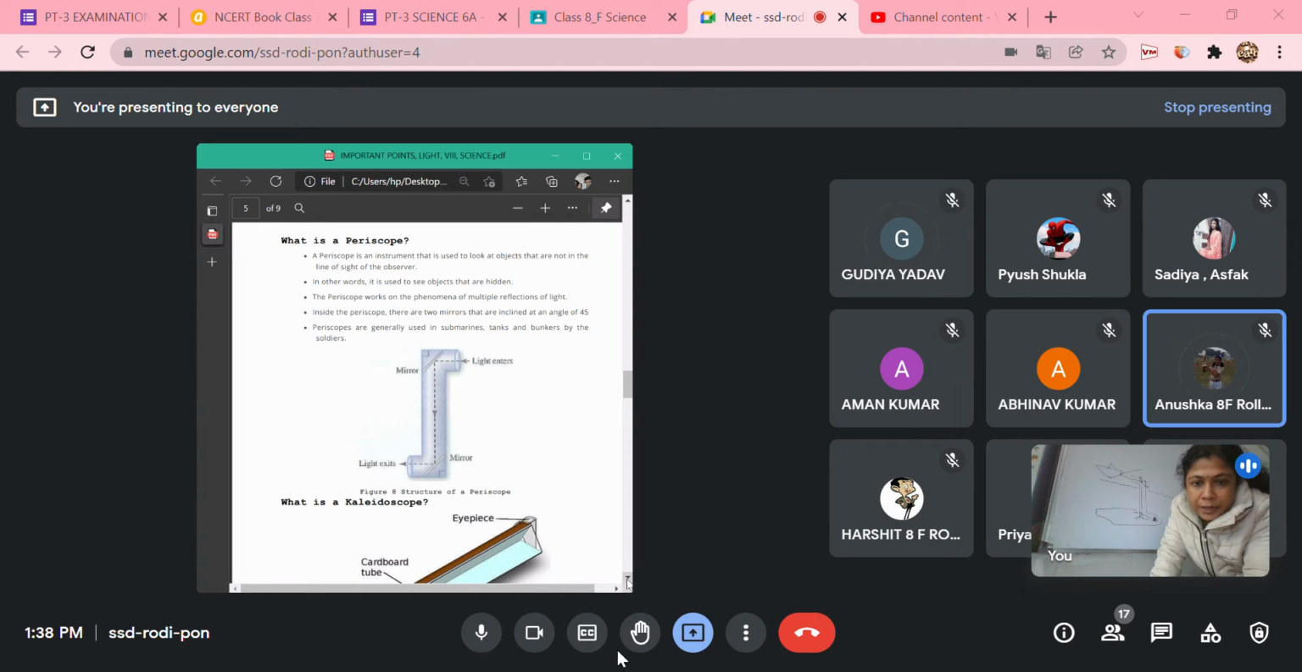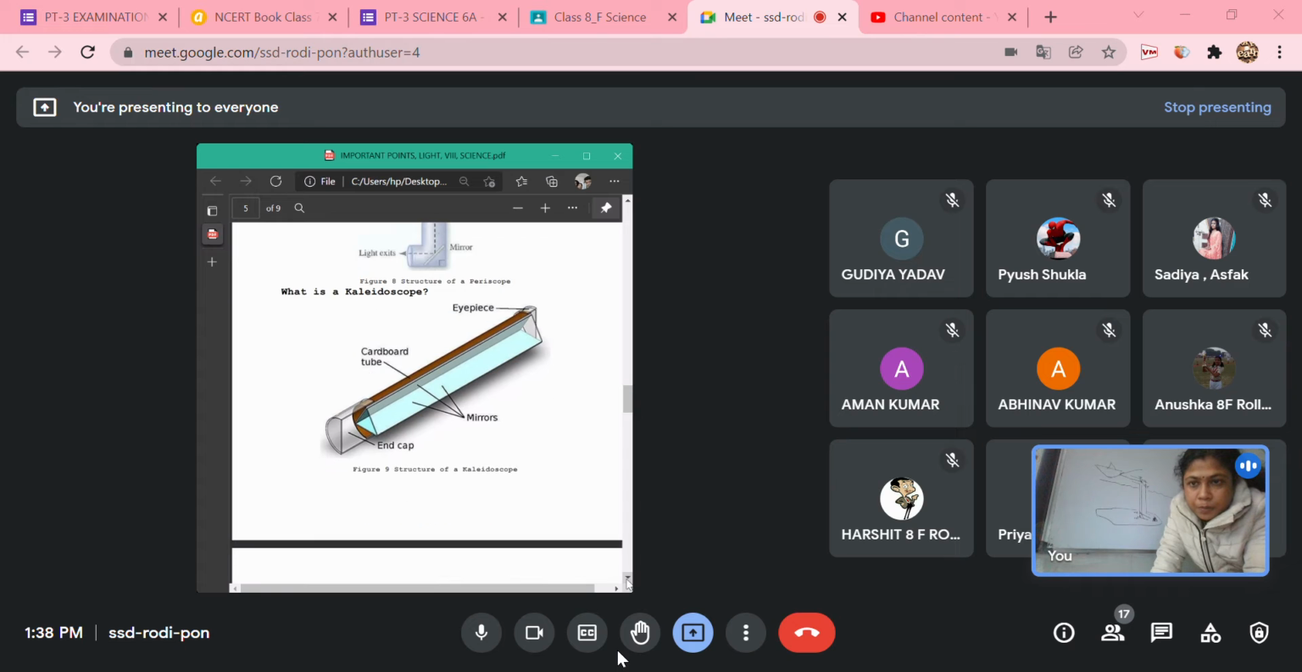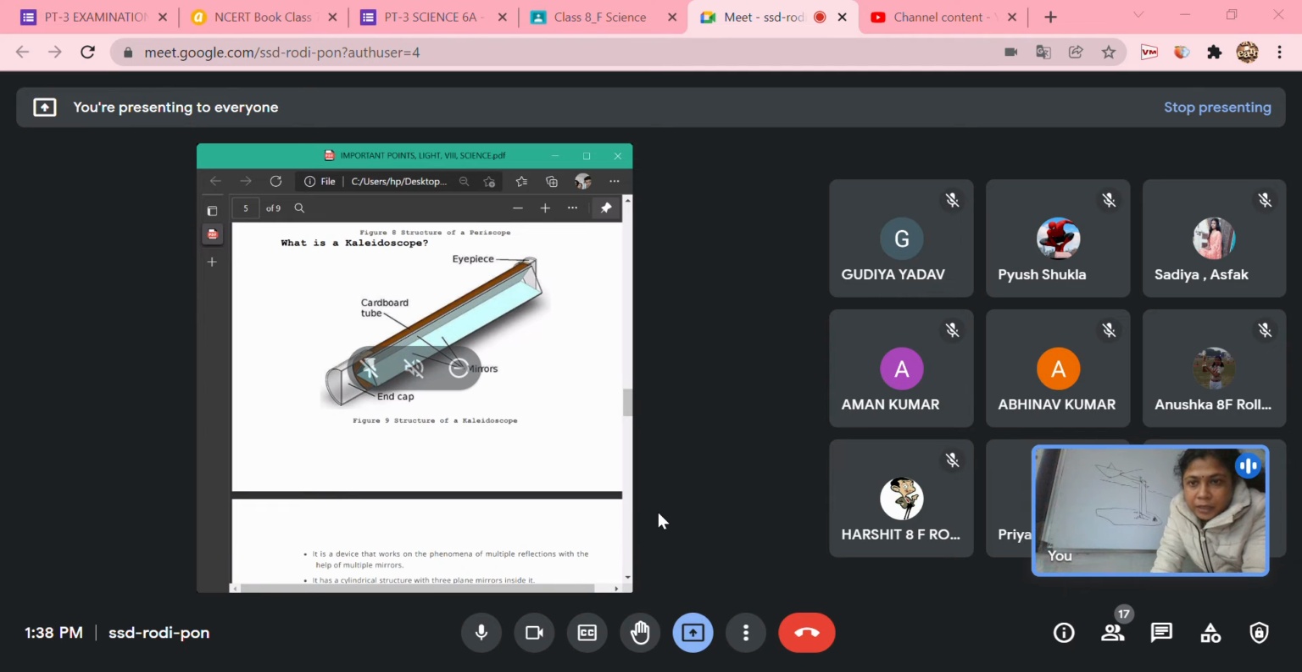Okay, next one is the kaleidoscope. What is it? You can see over there. For a kaleidoscope, we have to take three mirrors, and they will be of the same size. That is, the length and the breadth will be the same.